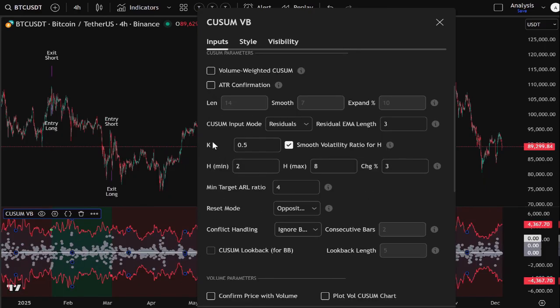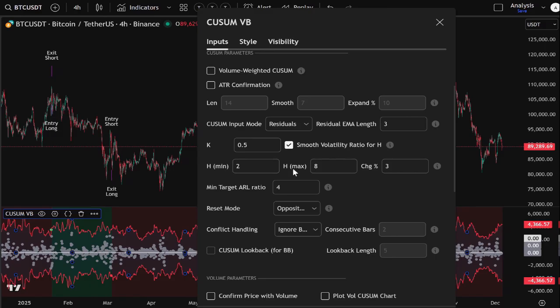Next, we'll look at the K parameter. It represents how big a shift in sigma units you want the chart to be sensitive to. This filters noise. Higher values make the indicator less sensitive, fewer signals but more reliable, and lower values make it faster but noisier. And next we have Hmax.